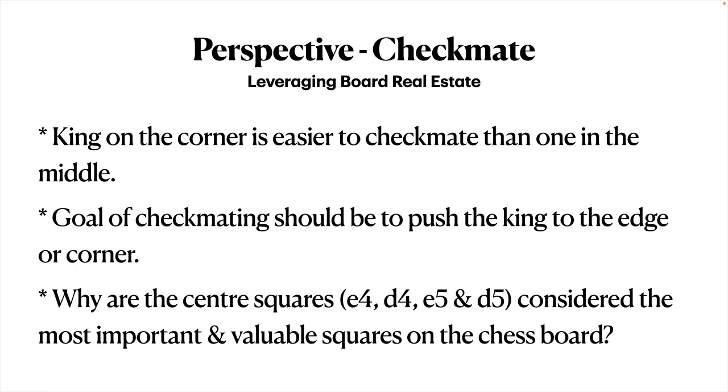Now, the thing you can think about or ruminate on is, why are the center squares e4, d4, e5, d5 considered to be the most important, valuable squares on the chessboard? If you have ideas about this, if you know why this is so, thinking from the first principles, then please share your ideas and thoughts in the comments.